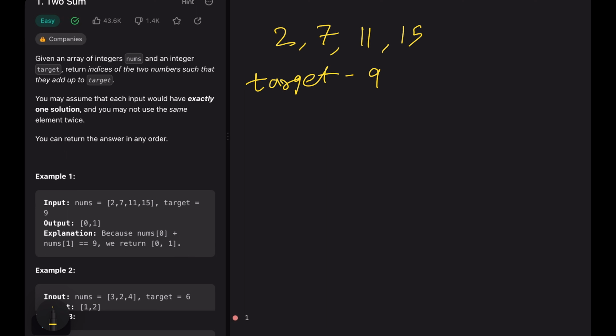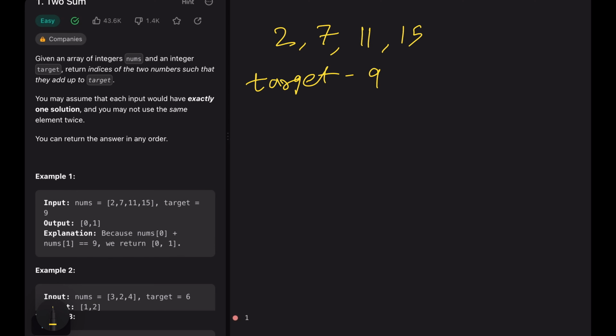Let's say in this example, it is 2 and 7, which adds up to 9. But we don't need to return 2 and 7. We need to return 0 and 1, which are the indices of the numbers. So let's solve the brute force approach first. After that, we can try optimizing it.